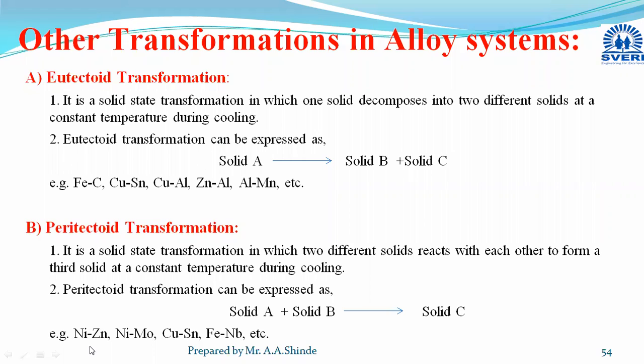Some examples I have mentioned here: nickel zinc, nickel molybdenum, copper tin, iron, and niobium. Nb is the niobium. Okay, this is eutectoid transformation, and this is peritectoid transformation. Then, okay, I will move towards the next slide.